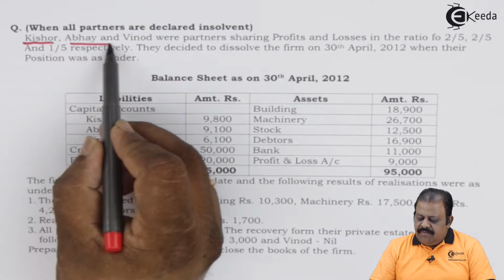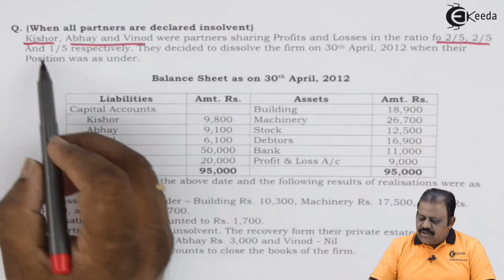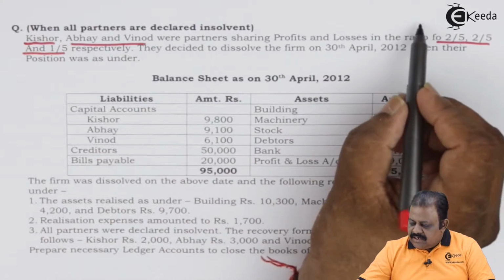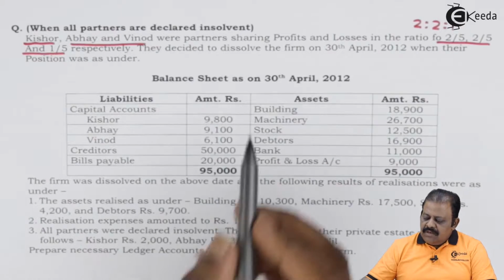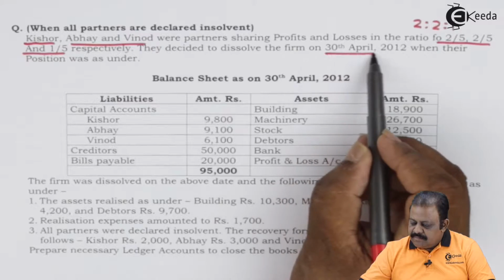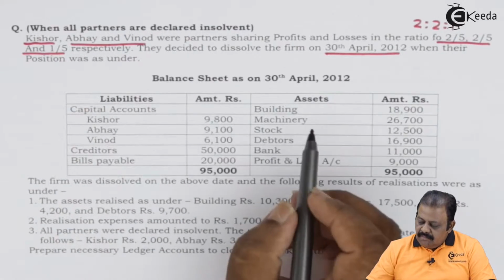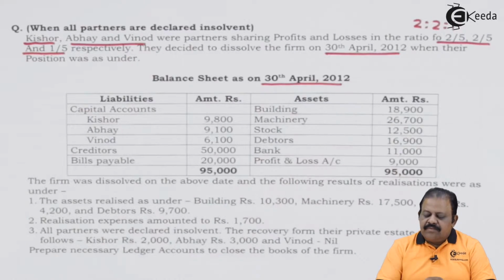Kishore, Abhay, Vinod were partners sharing profits and losses in the ratio of 2/5, 2/5 and 1/5. That is, the ratio is 2:2:1. They decided to dissolve the firm on 30th April when their position was as under. Balance sheet as on 30th April 2012.